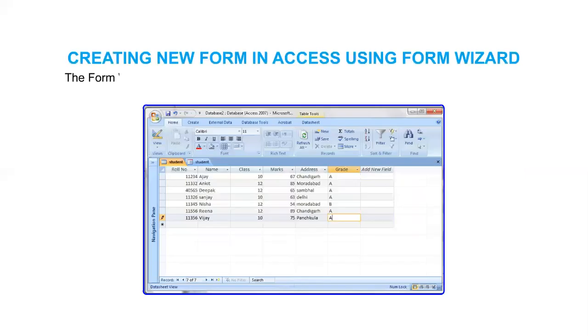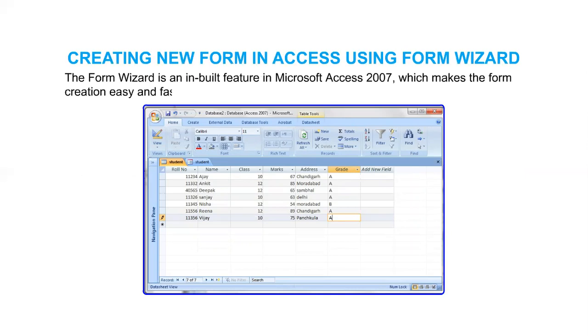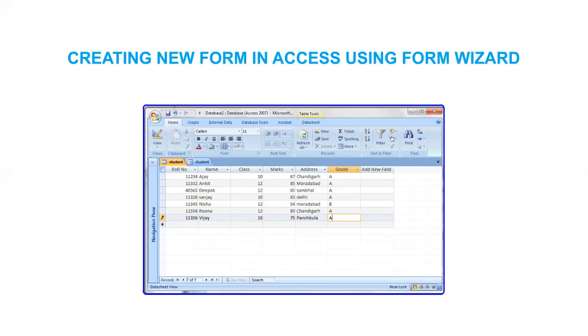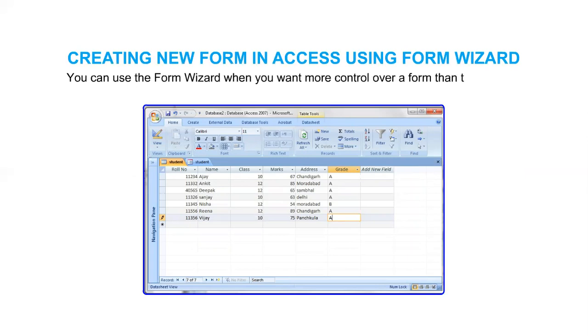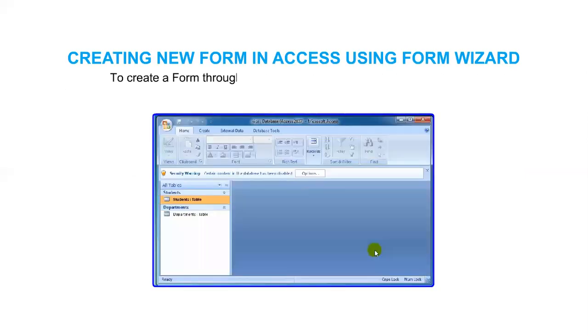Let us now create a new form in Access using Form Wizard. The Form Wizard is an inbuilt feature in Microsoft Access 2007, which makes form creation easy and fast. You can use the Form Wizard when you want more control over a form than the other tools provide. To create a form through Form Wizard, follow the steps given below.